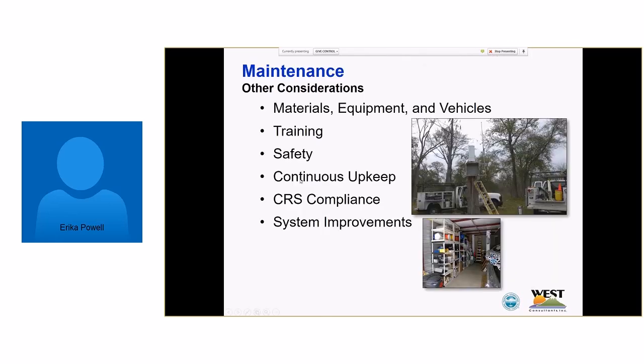On the maintenance side of things, some of the other issues to pay attention to: just what material do you need, equipment, and the vehicles needed to get out there, what training and safety training do you need for your staff, safety equipment, being able to keep everything up continuously, what things do you have to do to maintain your CRS compliance, the Community Rating System, and being on the lookout for continuous system improvements.